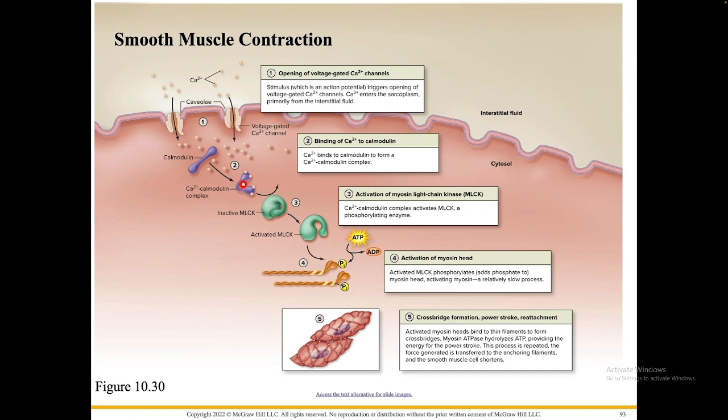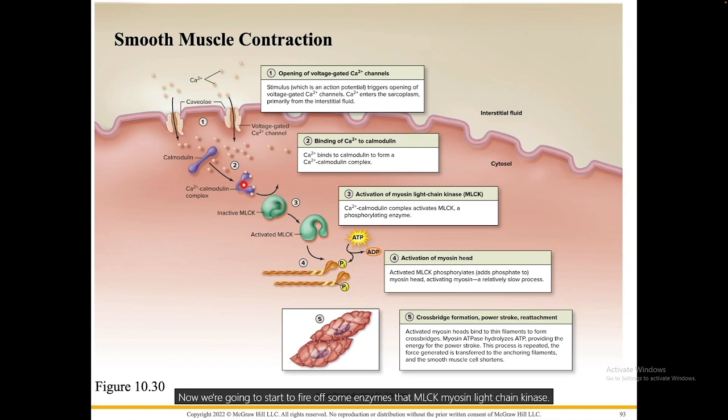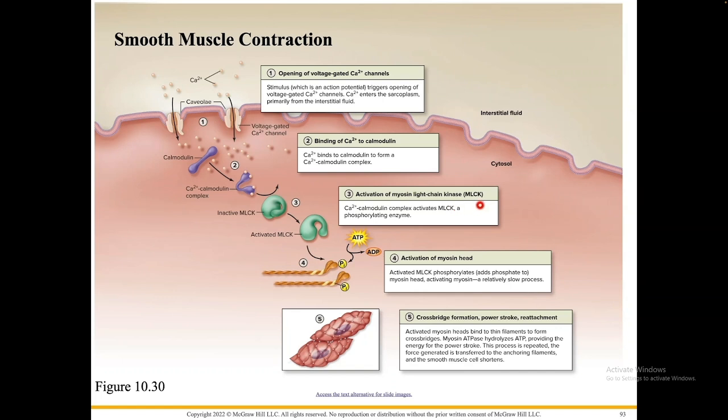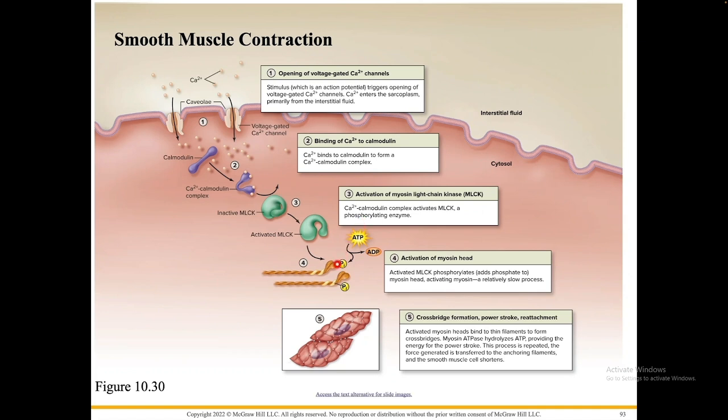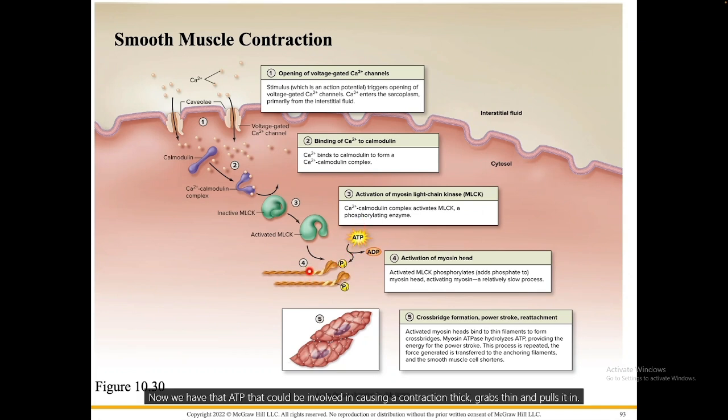As soon as it changes shape, now we're going to start to fire off some enzymes. That MLCK, myosin light chain kinase, all of this is building up energy. We've got to do some phosphorylation. Now we have that ATP that can be involved in causing a contraction. Thick grabs thin and pulls it in. The difference is we're not nice and linear.